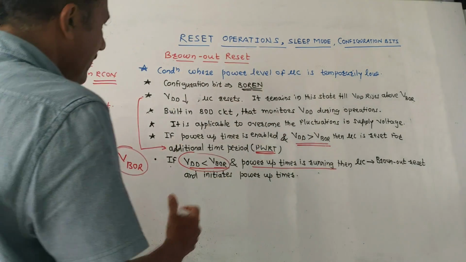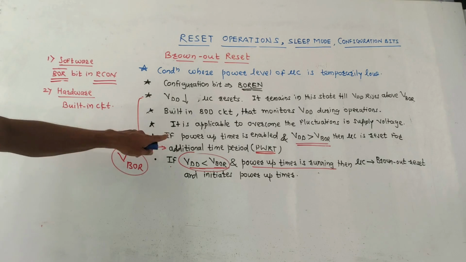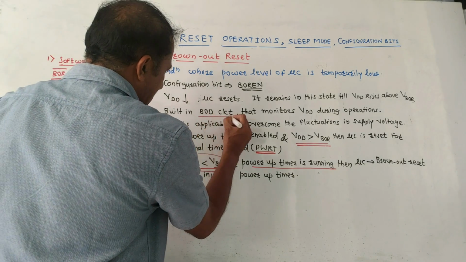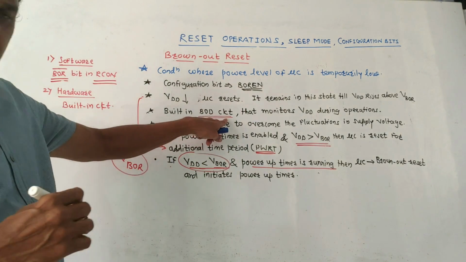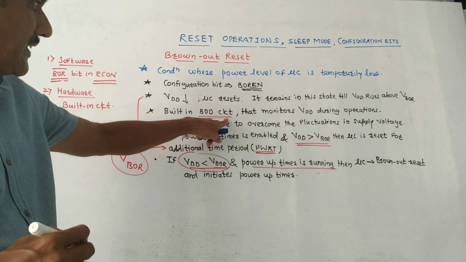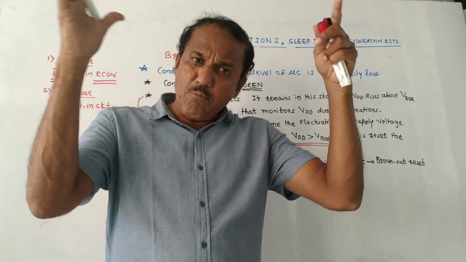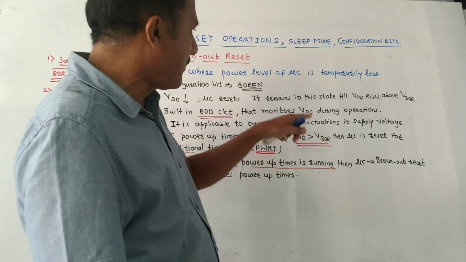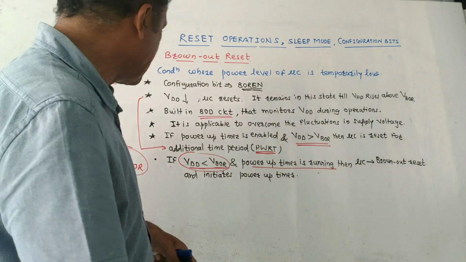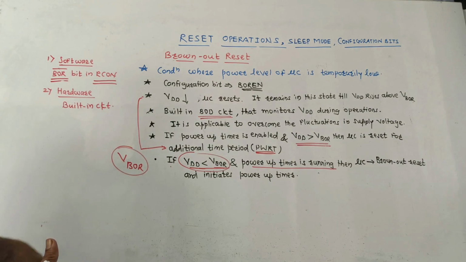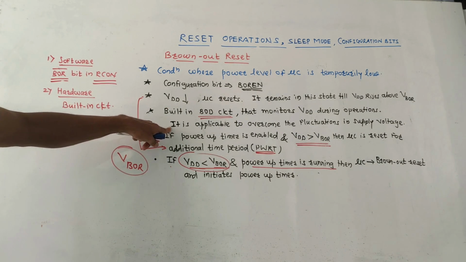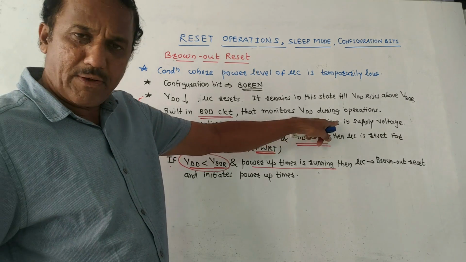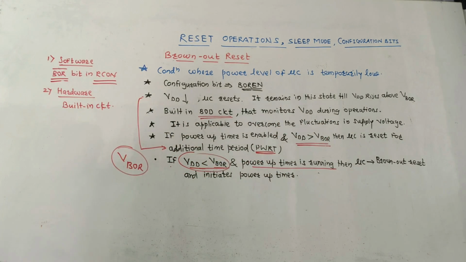Now in every microcontroller there is a built-in brownout detect circuit, which is a hardware control circuit. It continuously monitors the VDD, rather fluctuations, variations in the supply voltage during all the operations of a microcontroller. So basically this brownout reset condition is applicable to overcome the fluctuations in the supply voltage.